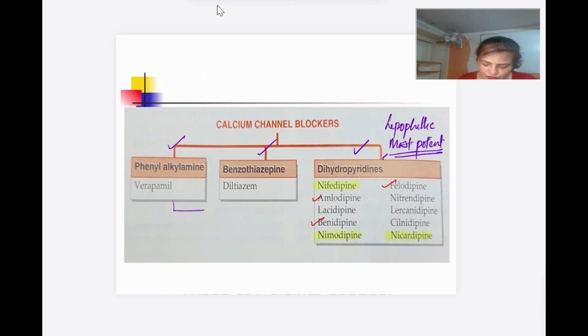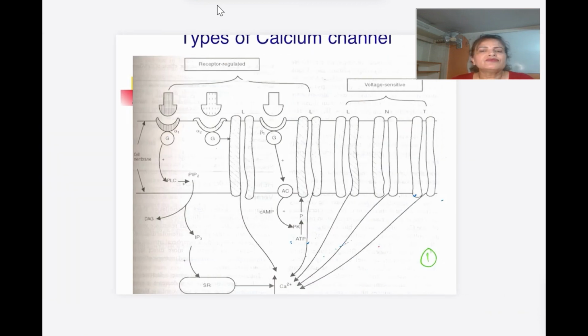Then these two are hydrophilic, and as compared to this, they are less potent. Now these calcium channel blockers act by blocking the calcium channel. Now how many types of calcium channel are there in the body? There are four types of calcium channel.